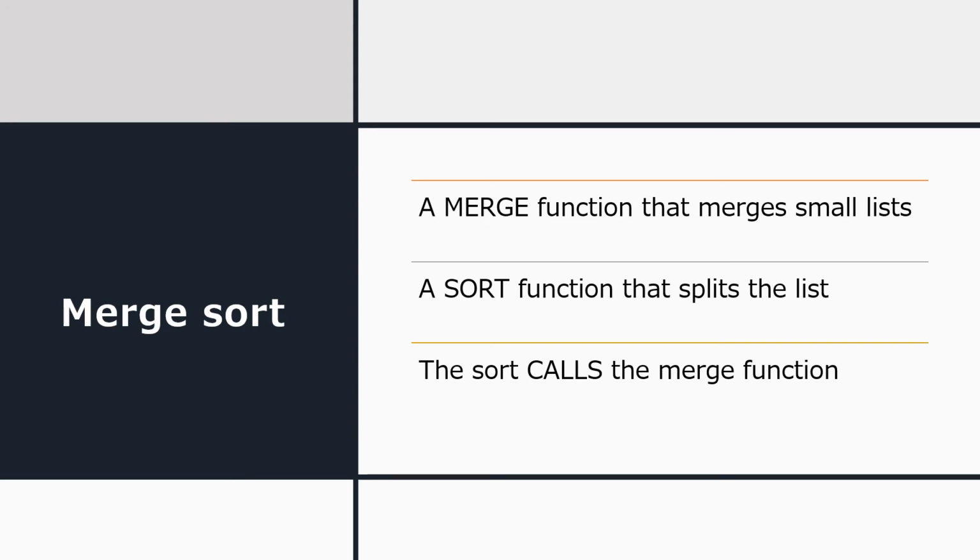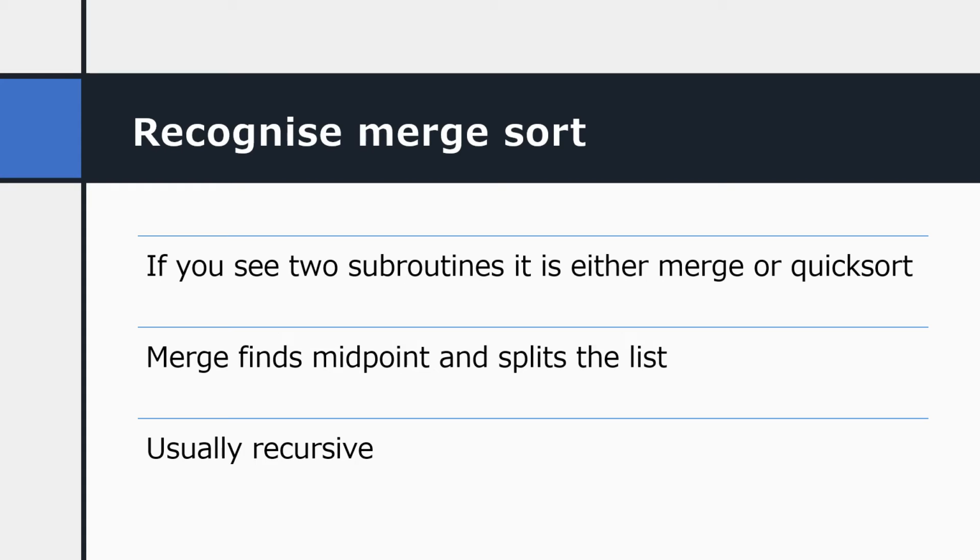The merge sort uses two functions. One is a merge function and the other is a sort function that splits the list and then uses the merge function to merge the little lists back together again. You would recognize the merge sort because it uses two subroutines.